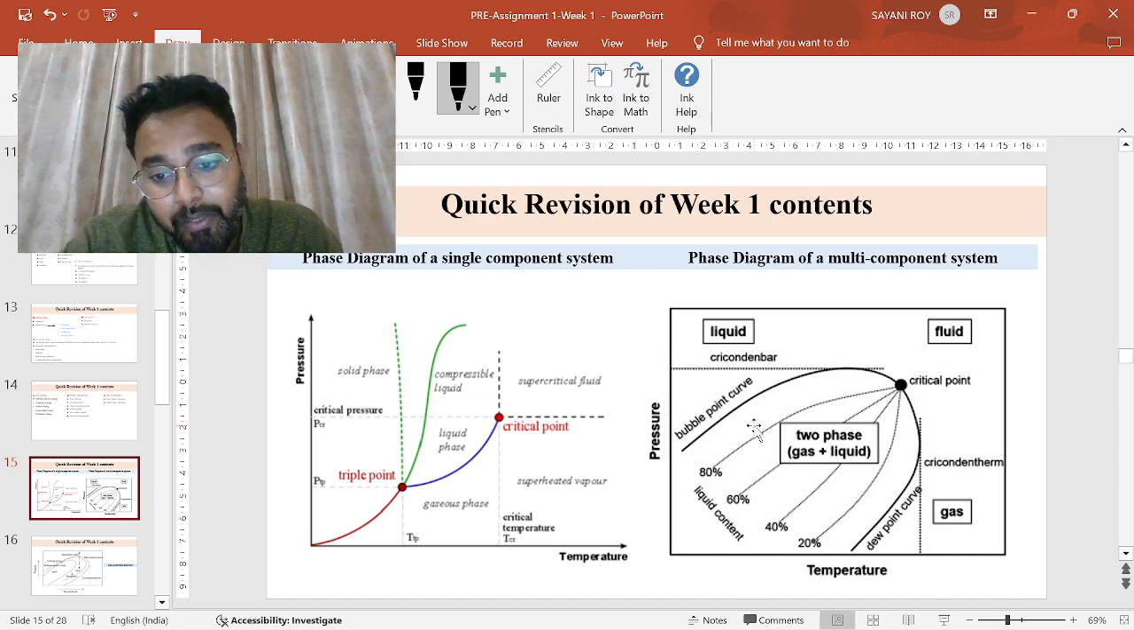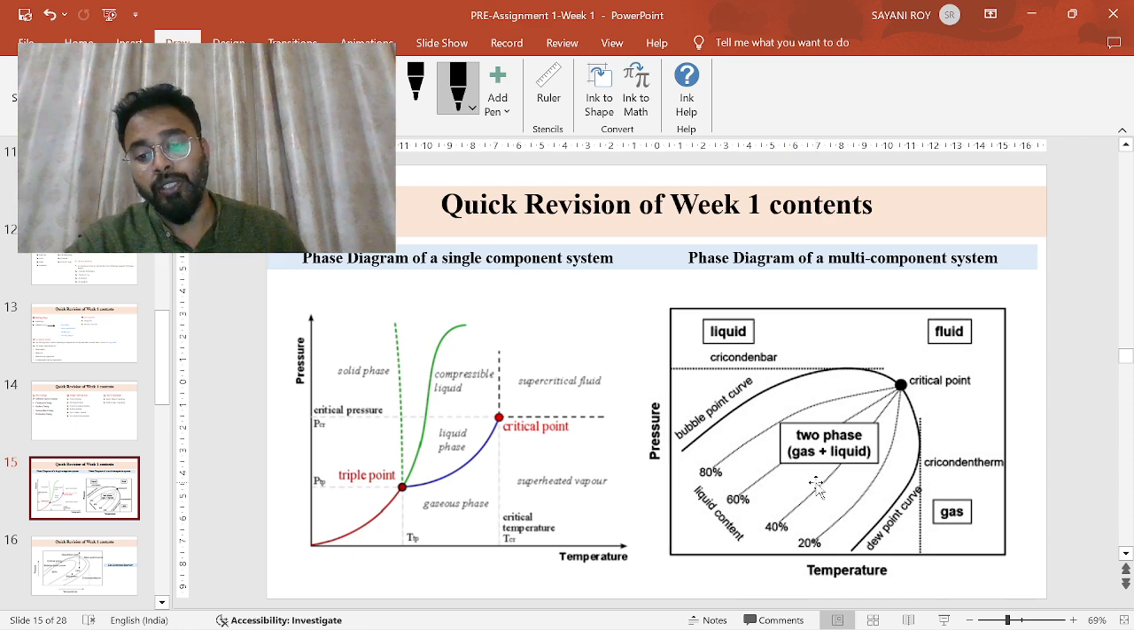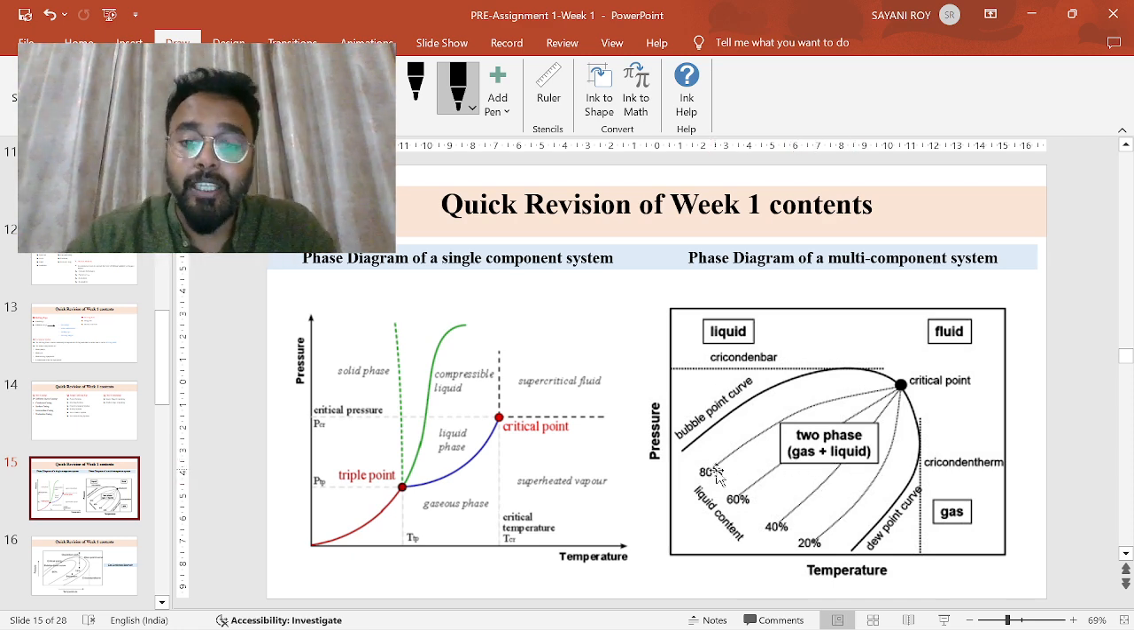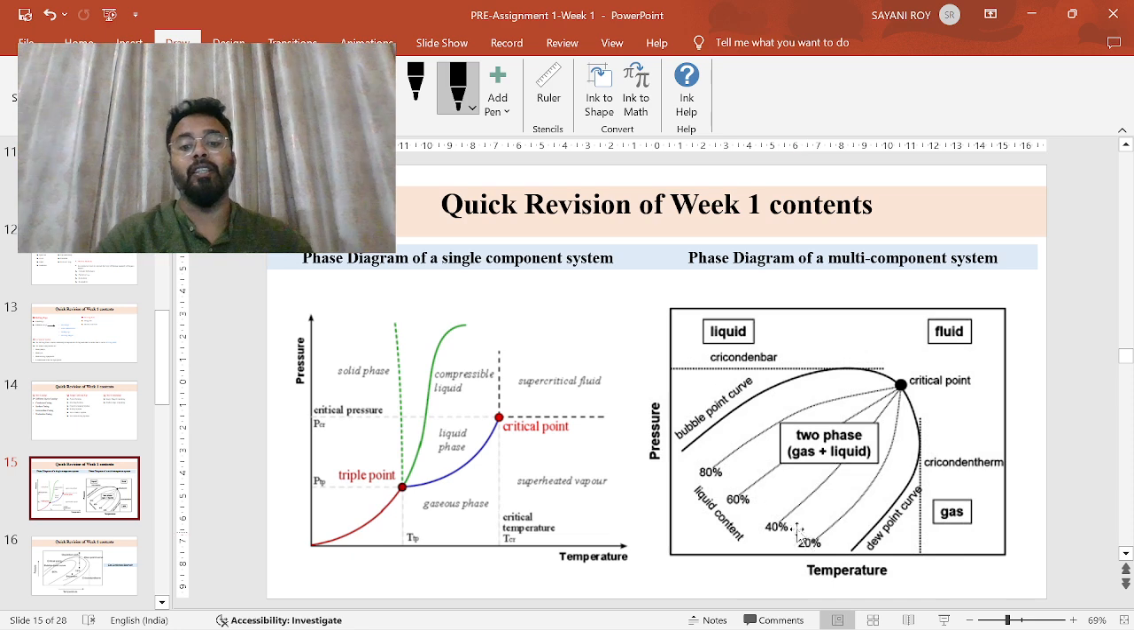The liquid present may be 85%, because you can see the point is above 80%, and the 15% may be gas. As we go down, or as we go to the right side, you can see 80%, 60%. This is the amount of liquid present in the two phase region. As we go from left to right, the amount of liquid is decreasing, and also when we go from top to bottom, the amount of liquid is decreasing. First it was 80%. As we go down, it is 60%. As we go further, it is 40%. 40% means 40% liquid and 60% gas.